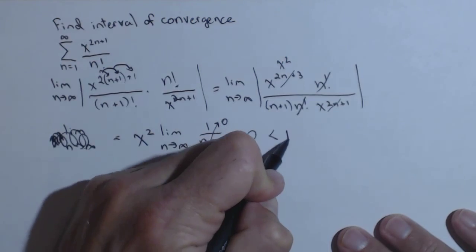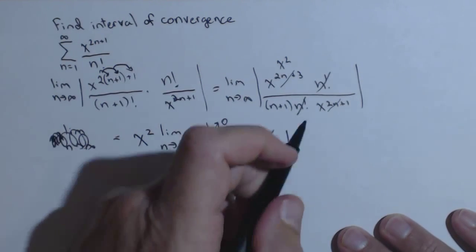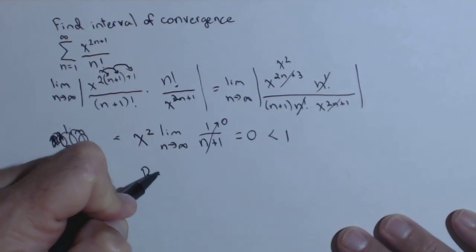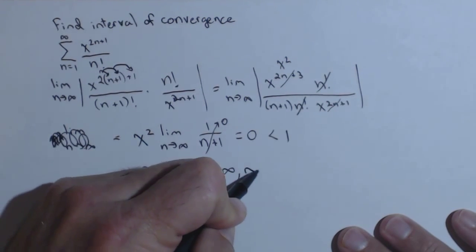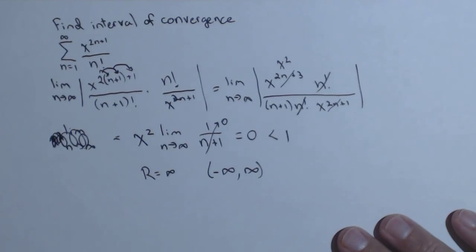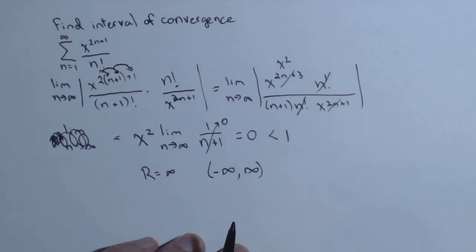which is always going to be less than 1, which means our radius of convergence is infinity and our interval of convergence is negative infinity to infinity. This is our favorite case because that means our power series converges for all values of x.